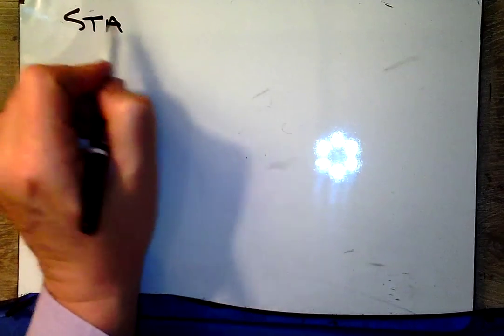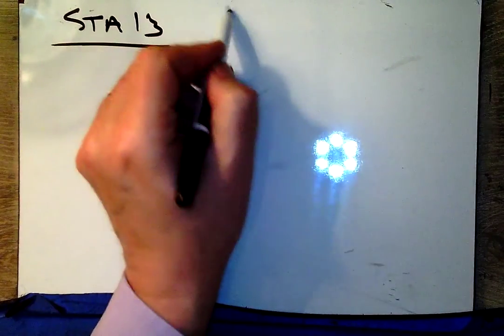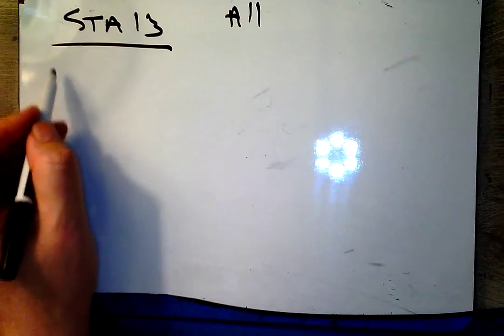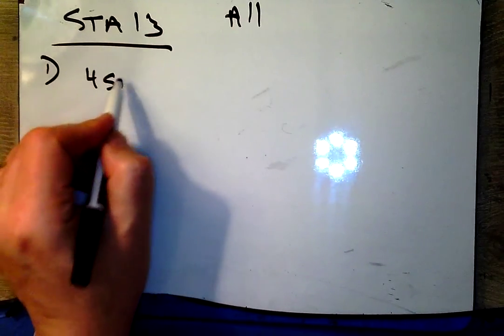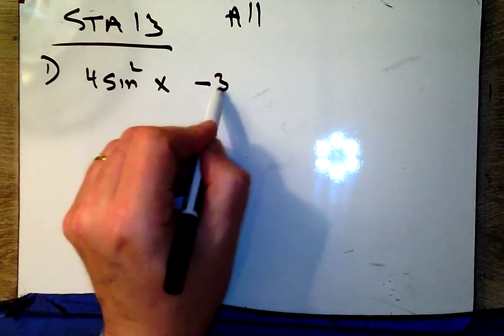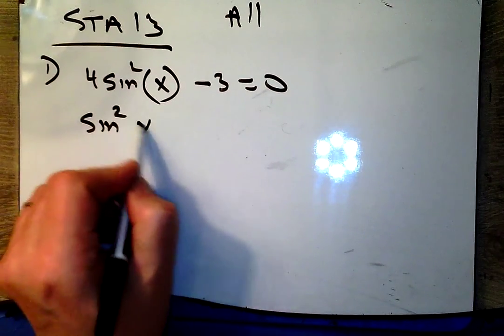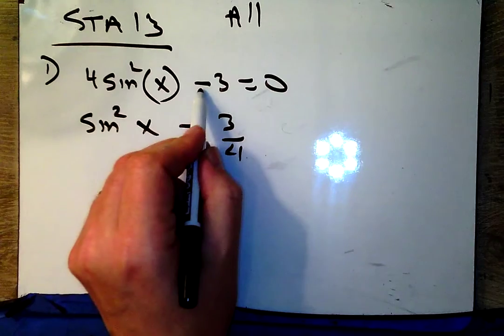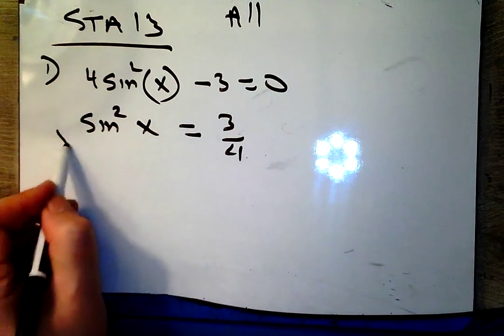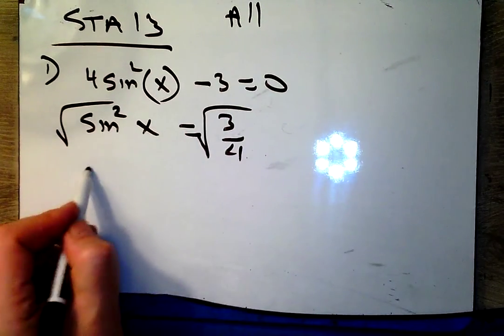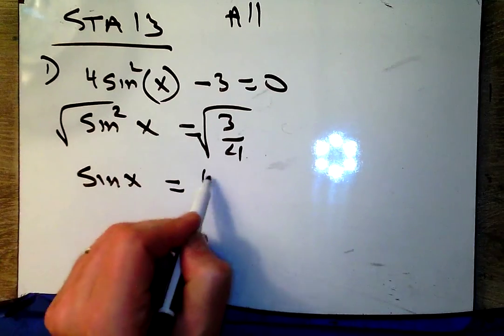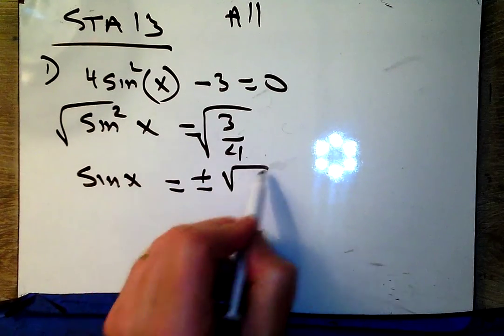Station 13. There we go. And again, with station 13, we're looking for all solutions. So, problem number 1, 4 sine squared x minus 3 equals 0. And that's going to be sine squared x equals 3/4, because we're going to add this and divide by that. Yes, we're going to take the square root of both sides. Yes, we're going to remember the plus and minus.